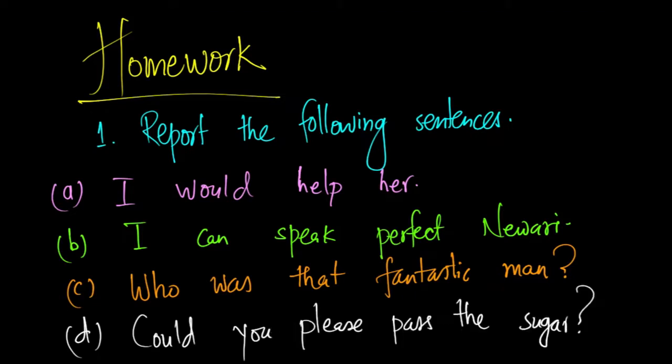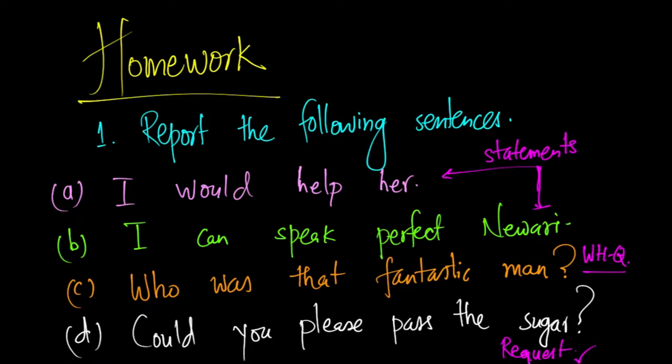So here are 4 questions. Let me give you a bit of a hint. I would help her. What is it? A statement. I can speak perfect Nevari. So these 2 are called statements. Who was the fantastic man? WH question. Could you please pass the sugar? Yes, no question? No, it is a request. Just go back, rewind the rule, and try solving these questions. That's your homework. With this, we have come to the end of today's class.